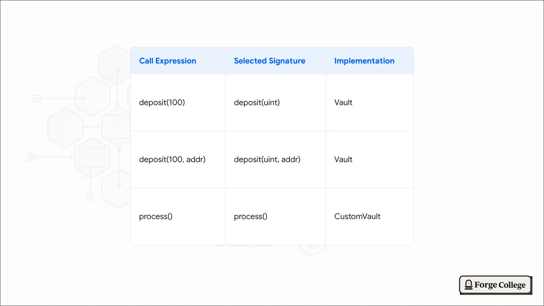But what if we call process? Well, if the original vault had a default process function marked virtual and our custom vault renovated it using override, the EVM routes directly to that custom logic, completely ignoring the base implementation. It's just brilliant. Doorways and renovations working together in perfect harmony.